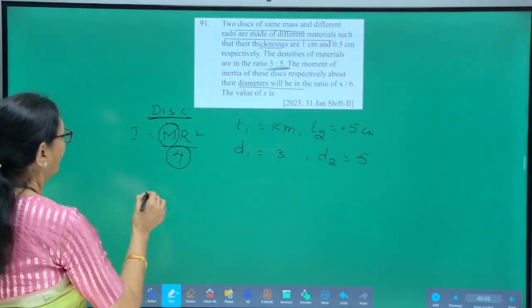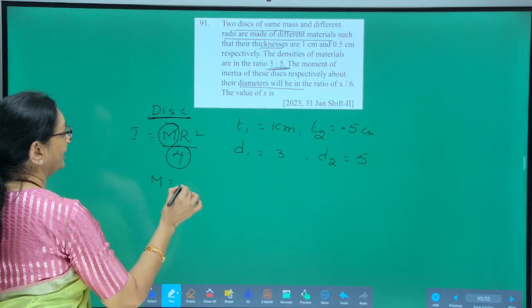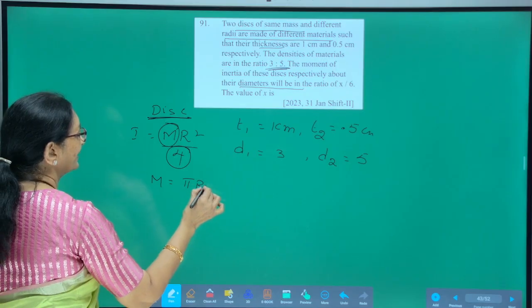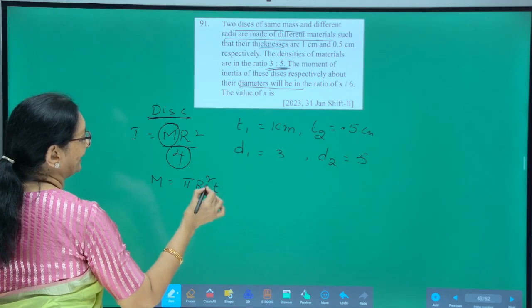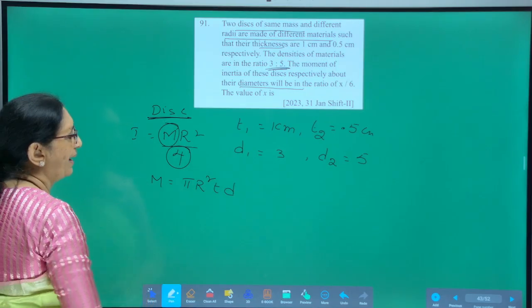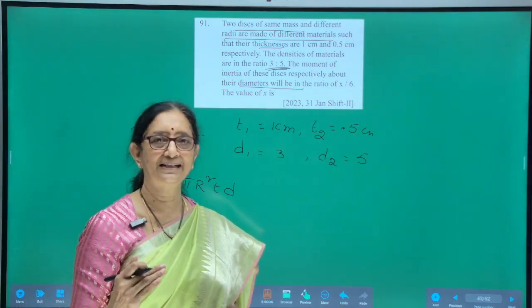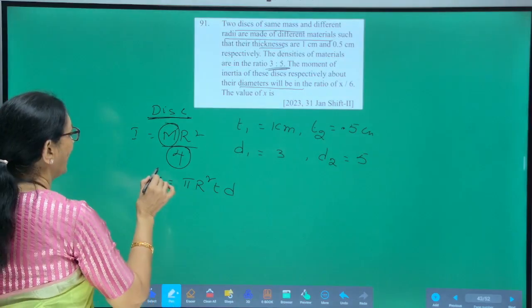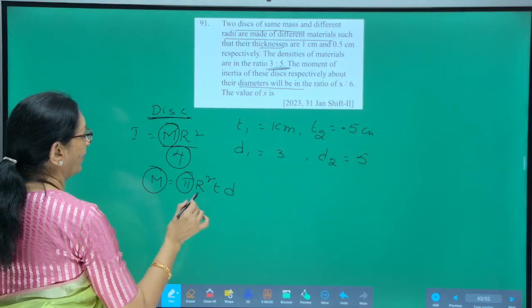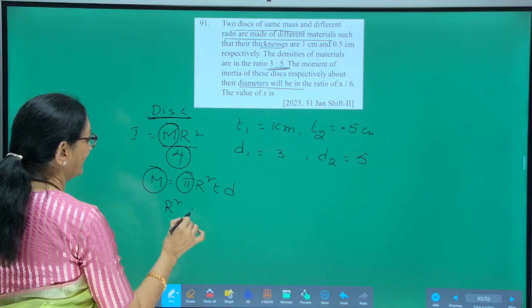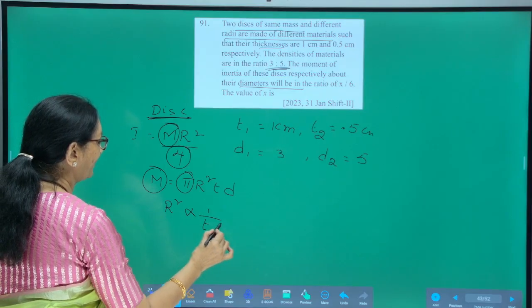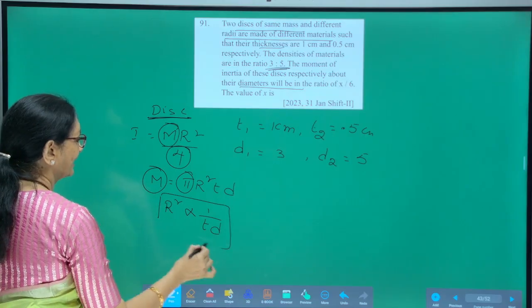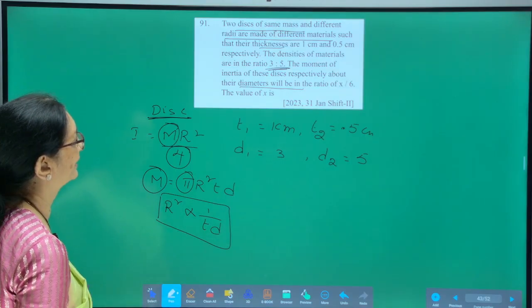So, here mass is equal to volume into density. Volume is equal to pi r²T into density. So, mass is equal to pi r²TD. So, here mass is constant, pi is constant. So, r² is inversely proportional to TD.